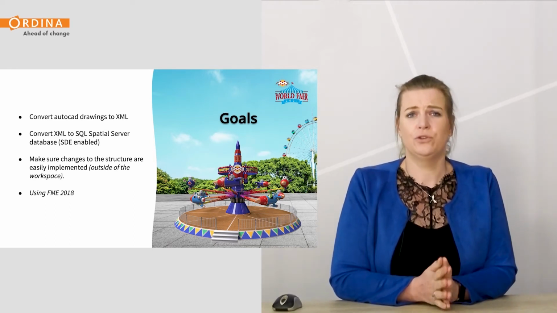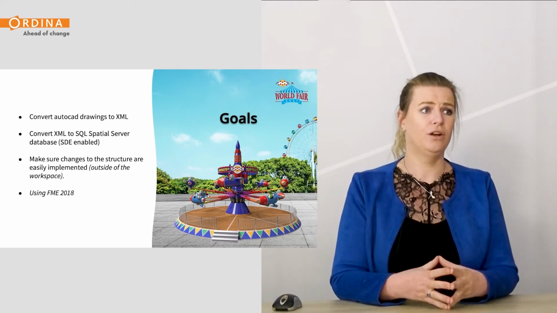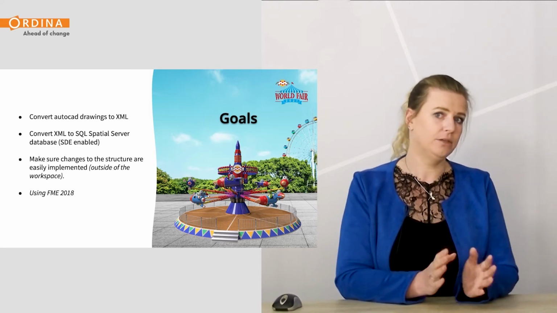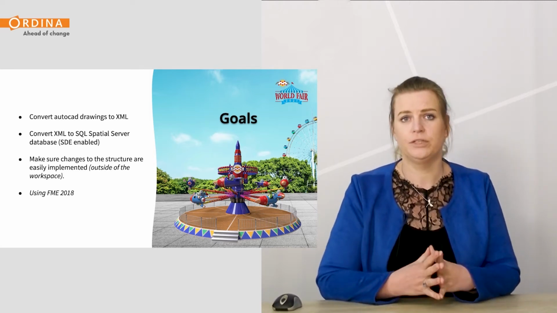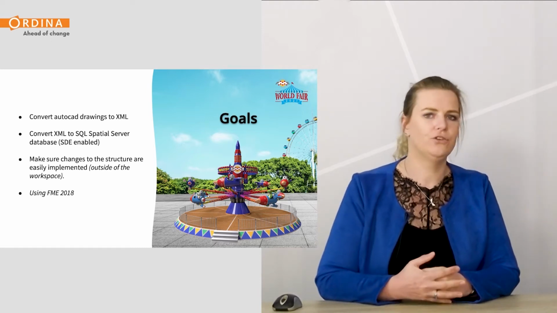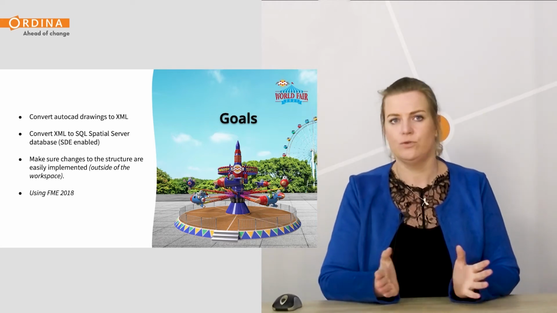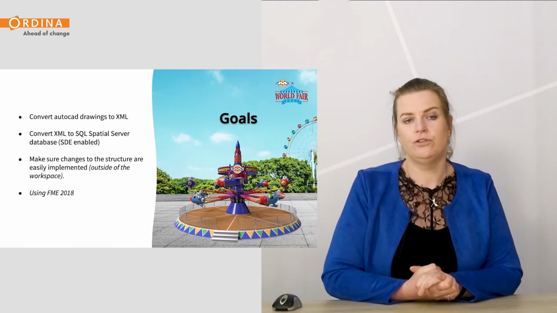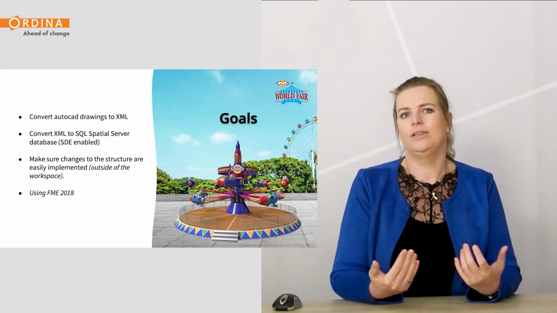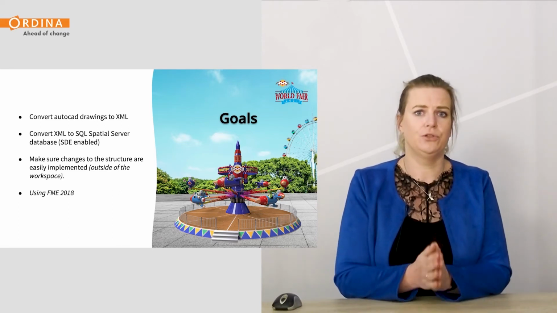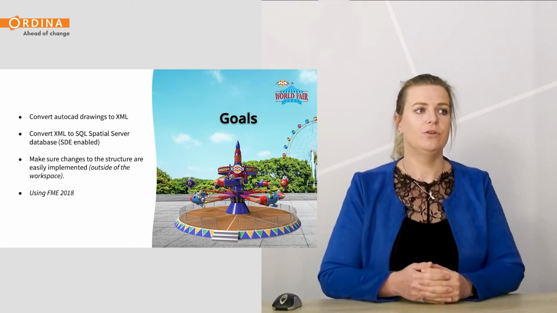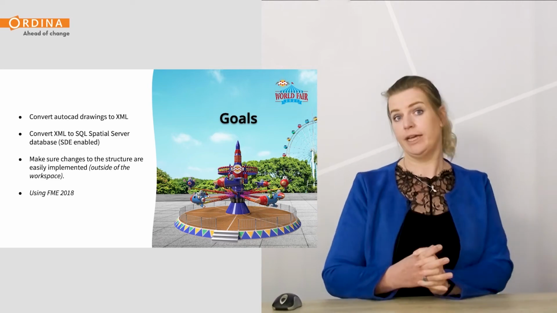And to make sure that any changes to the structure of the XML were easily implemented outside of the workspace, because currently IMSPOR is still in the build-up phase. They're still making changes, adjusting the data and the attributes and such. So any changes to the structure needed to be implemented by someone who didn't know FME. So we want to make sure that they can do that without adjusting the workspace. And we were using FME 2018.